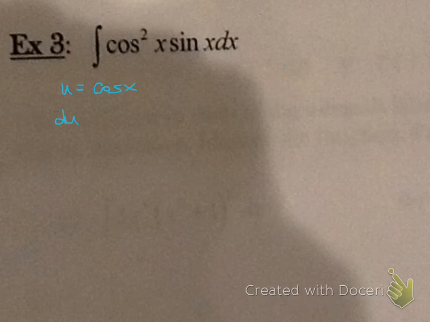Well, du dx would be negative sine x dx. Now, this is interesting because we haven't seen this yet. We're off by this constant here, right? Well, I can put the negative here, right? You say, well, you're not supposed to do that. I agree. So I would balance it out by putting a negative 1 here, because a negative times a negative is a positive. I'm right back to where I started, right?